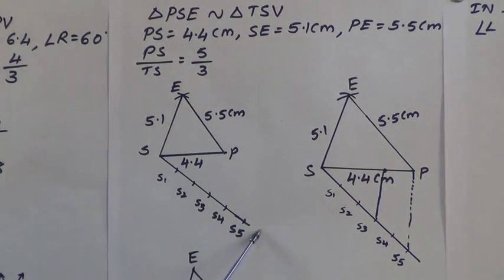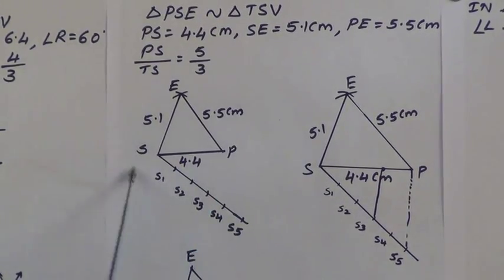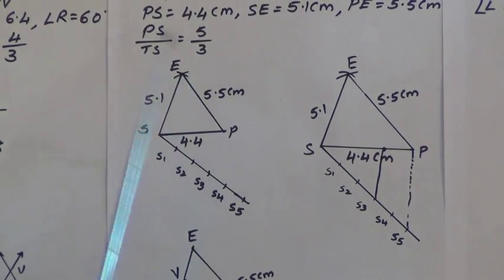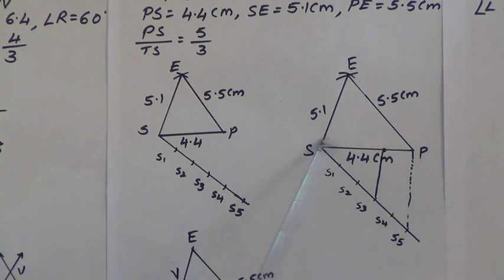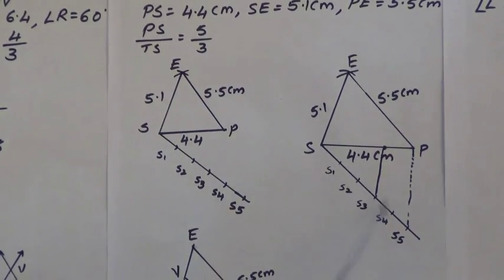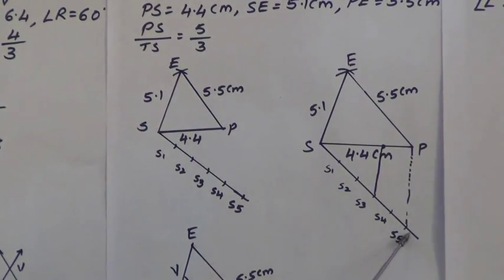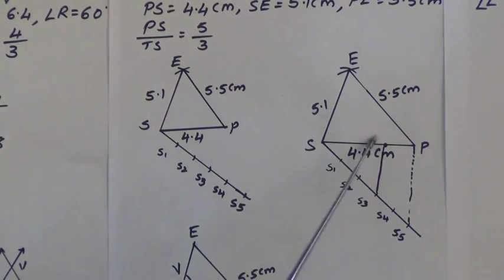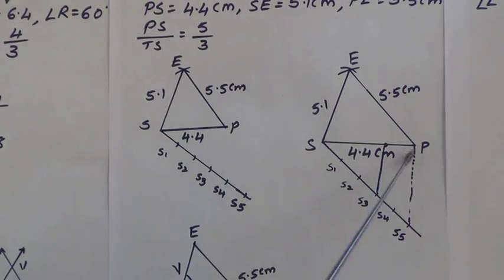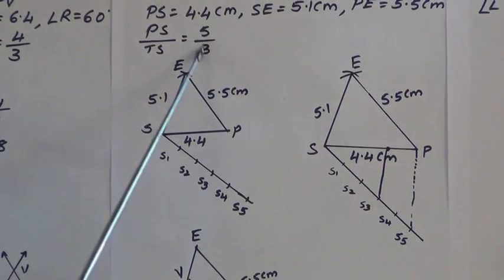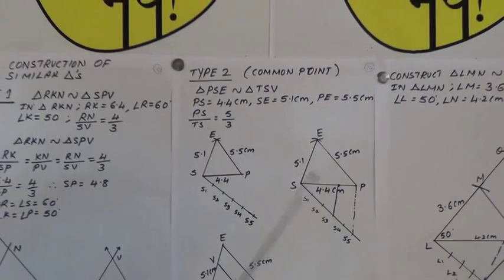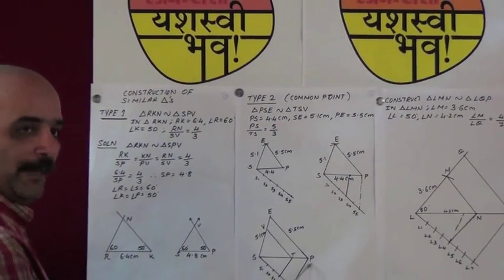After dividing it into 5 equal parts, what we do here, see the figure here, the triangle is drawn, the ratio is supposed to be 5:3, PS upon TS. Now here PS is 5, so here we have marked it as S1, S2, S3, S4, S5. So the fifth part, S5, is joined here, and the third part, that is here, we join it with dotted lines. After joining the third part and the fifth part with dotted lines, depending on the ratio given here, we join PE and VT such a way that we have to get VT parallel to PE.